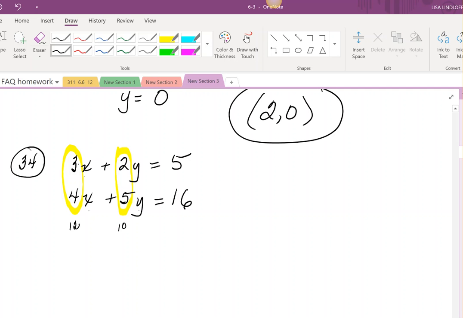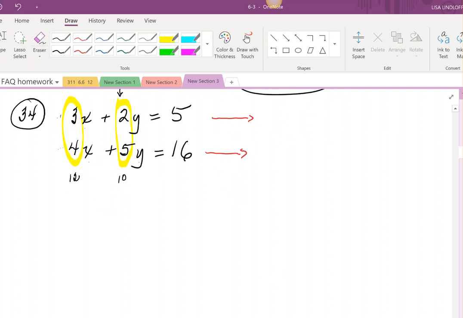You could turn one of these into positive 12 and the other into negative 12, or the same thing here with the y's. So I think I'm going to target the y's. What does that mean? That means that I have to change both of these equations.